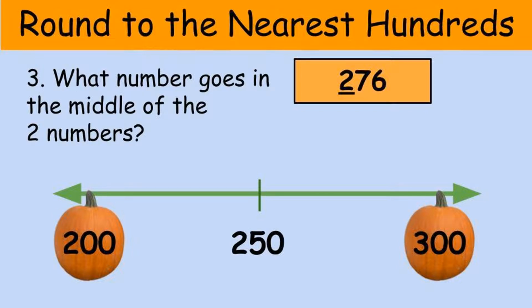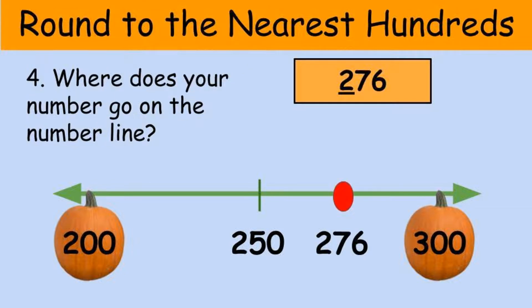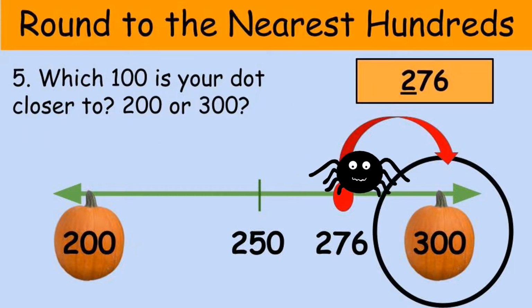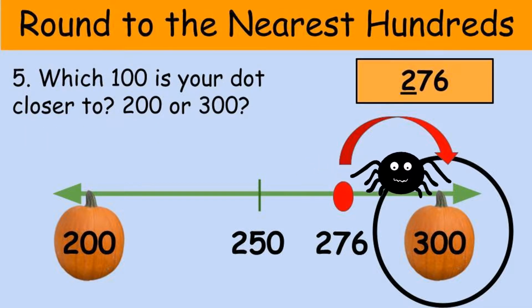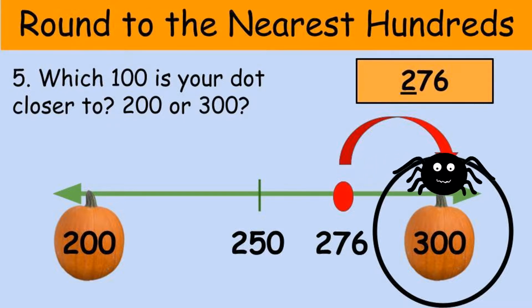Next, we're going to decide what number goes in the middle of the two numbers. In this case, 250 is in between 200 and 300. Now we put a red dot on the number line to show where 276 is located. It's in between 250 and 300. Which 100 is your dot closer to, 200 or 300? The spider says that it's closer to 300, so we're going to say that 276 rounds to 300 when we're rounding to the nearest hundreds.